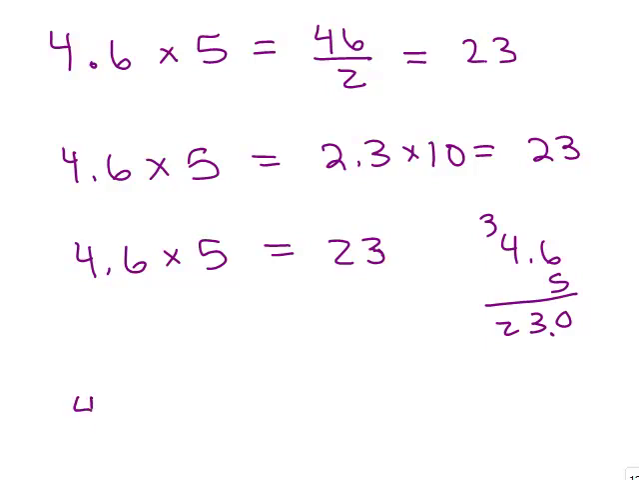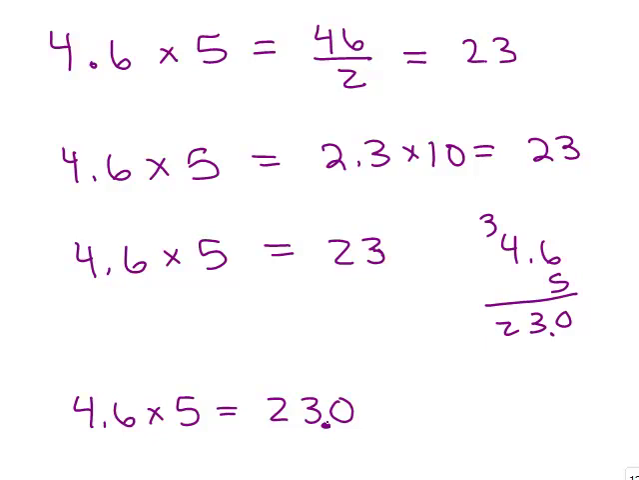Let's look at it one more time. 4.6 times 5. Now, when you actually learn how to multiply decimals, it says ignore the decimal points and just multiply. So you could totally ignore the decimal point and say, well, what's 46 times 5? Well, you just take half of 46, which is 23, right? And add the 0, times 10. And then you count how many places are after the decimal point here, and you come in one spot, and you're also going to get 23.